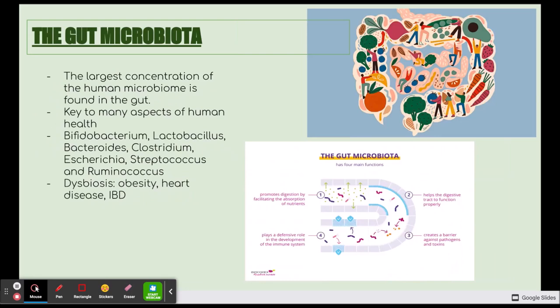The largest concentration of the human microbiome is found in the gut. The gut microbes are the key to many aspects of human health, including immune function, metabolism, and neurobehavioral outcomes. Some of the most common bacteria are Bifidobacterium, Lactobacillus, Clostridium, Streptococcus, and Ruminococcus. Dysbiosis in the gut microbiota can cause obesity, heart disease, or inflammatory bowel disease.